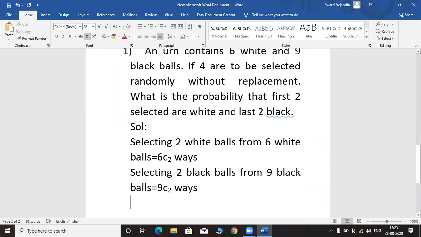So now what is the required probability? The required probability is equal to, tell me the answer. All of you are familiar with permutations and combinations, isn't it? So how can we calculate the probability for this? How can we solve this problem?